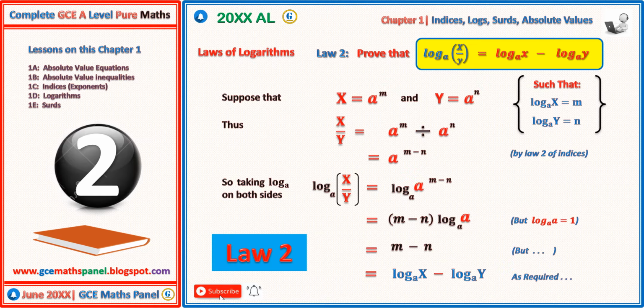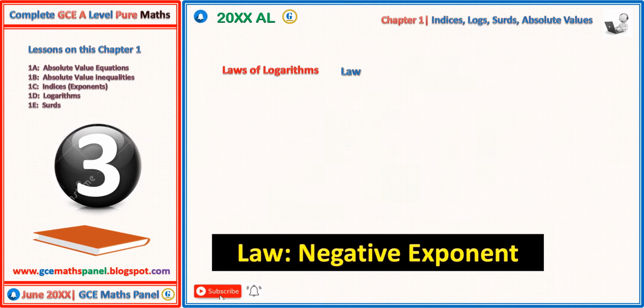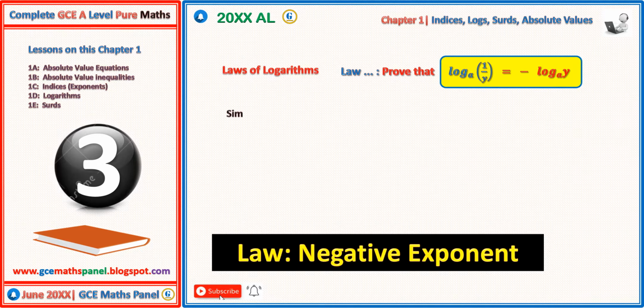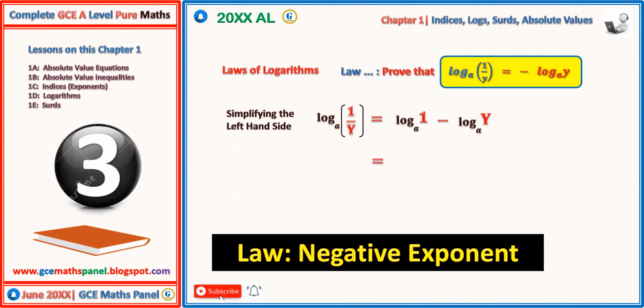The third proof is not difficult as well. It's easy. Here we have to prove that log 1 over y base a is equal to minus log y base a. You can do this directly by expansion. Simplifying the left hand side, we will have log 1 over y base a is equal to log 1 minus log y. But the log of 1 to any base is 0. So when you simplify this, it gives us the answer directly, which is minus log y base a as required. So this law is very easy to prove.